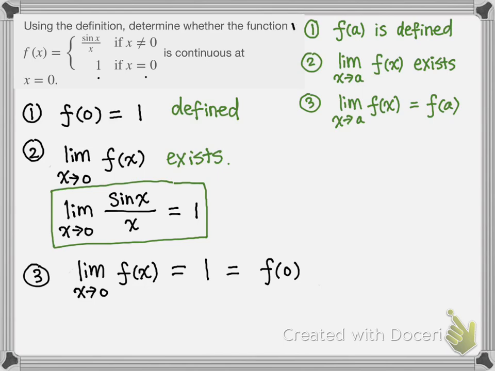So we have the function defined, the limit exists, and the limit equals the functional value. So our conclusion is f of x, this piecewise function, is continuous at x equals 0.